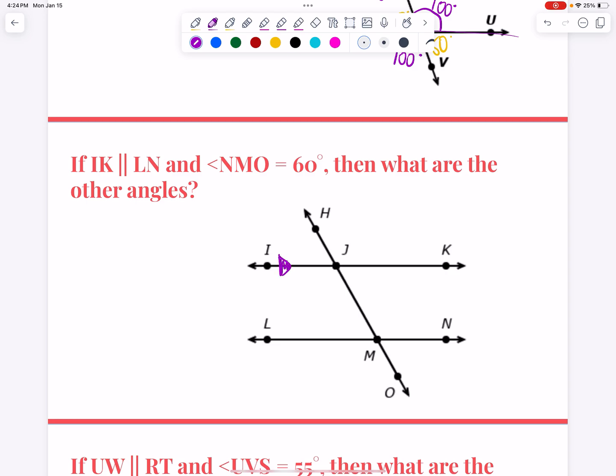It tells us that these lines are parallel. Again, if it didn't tell us that, then we would not be able to do this. But it tells me that NMO, N to M to O, is 60. So who else is 60? Of course, all of these other acute angles are 60.